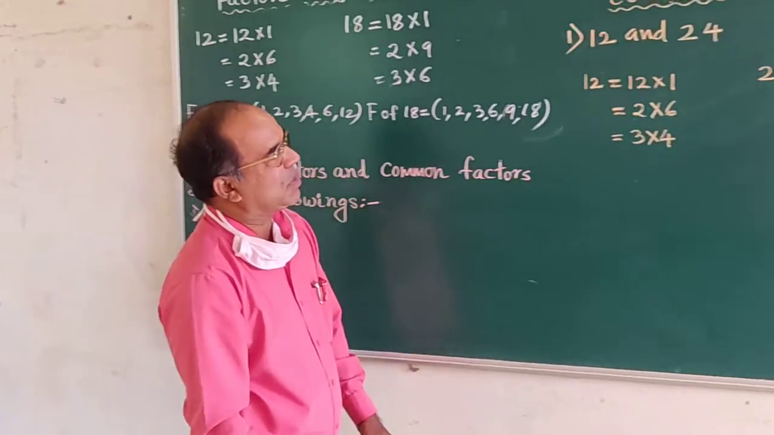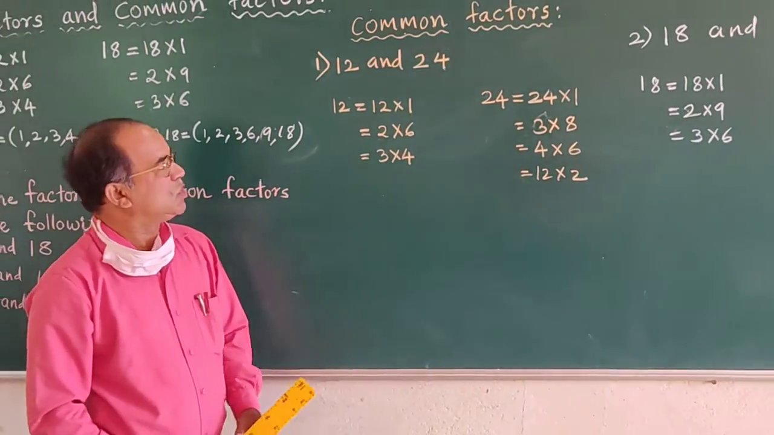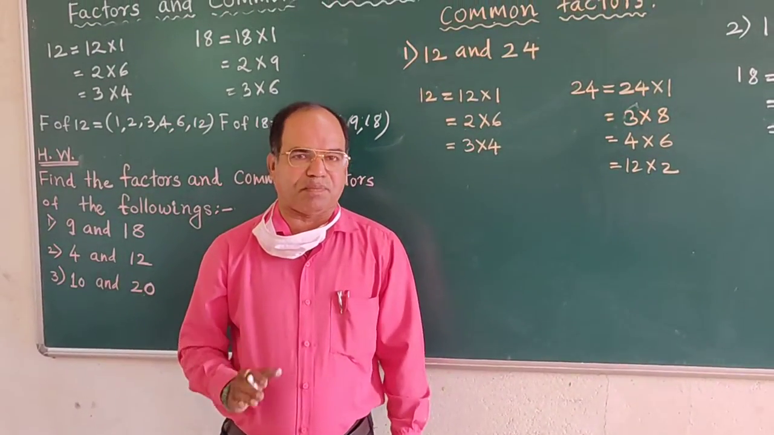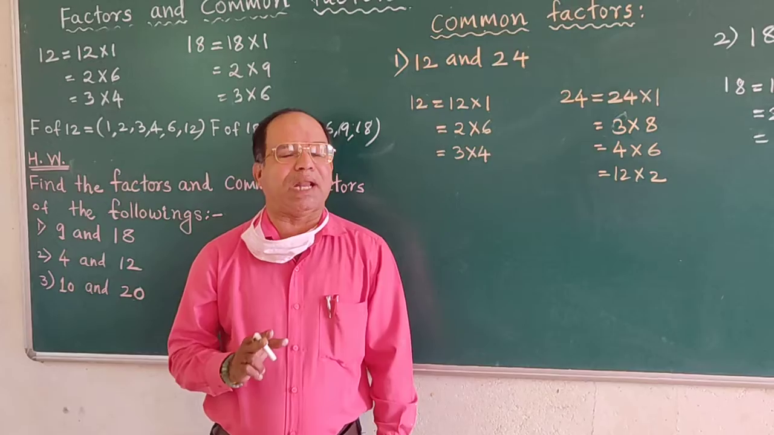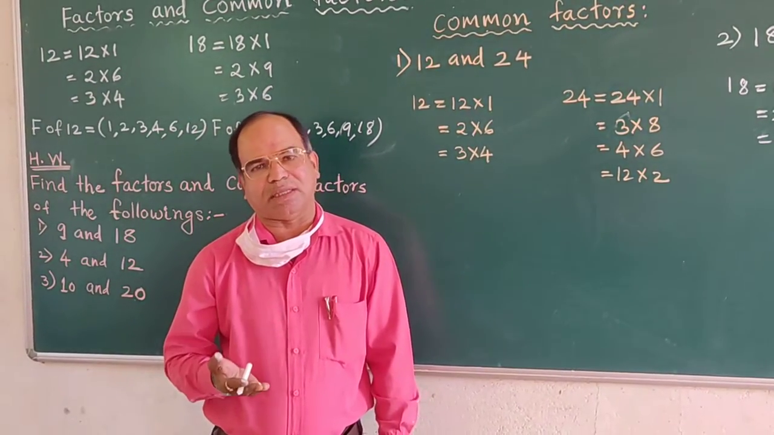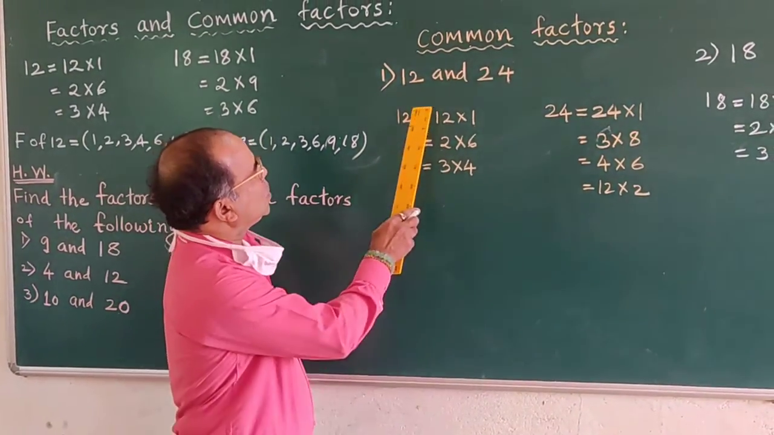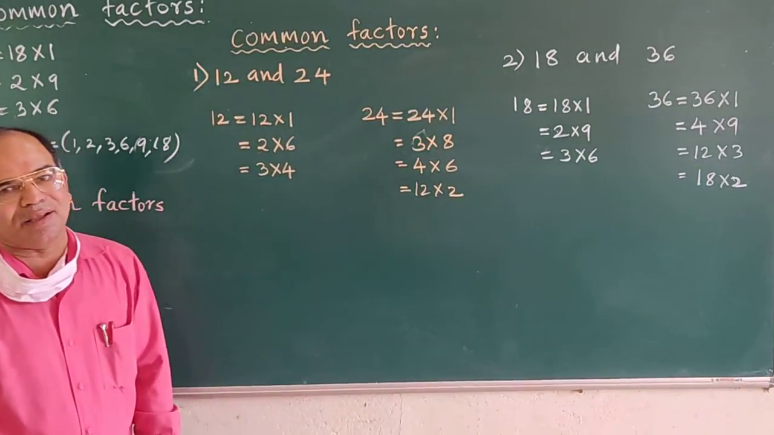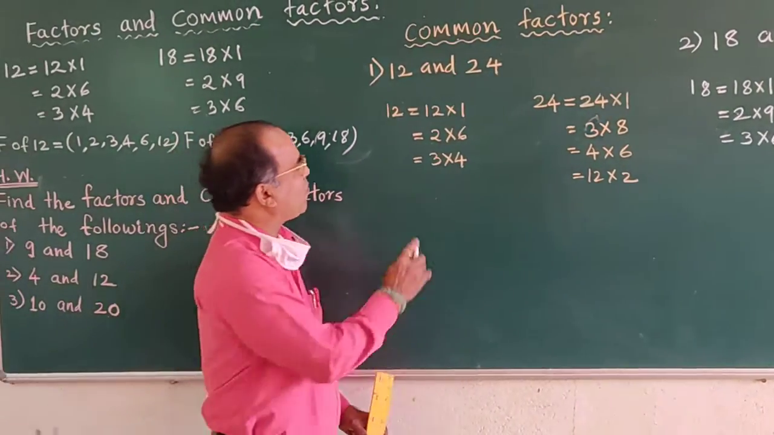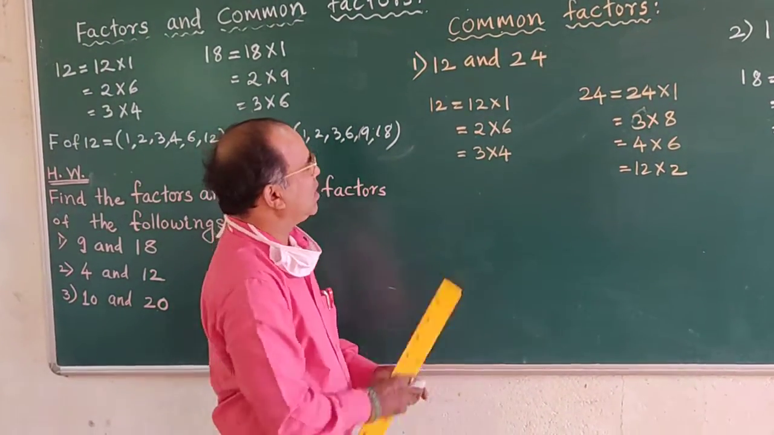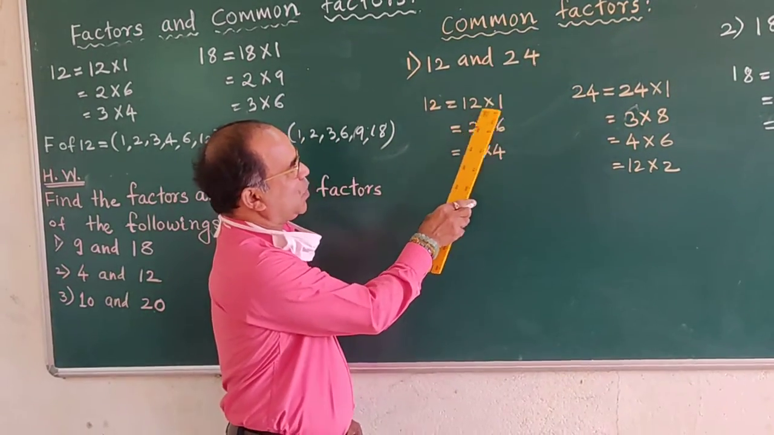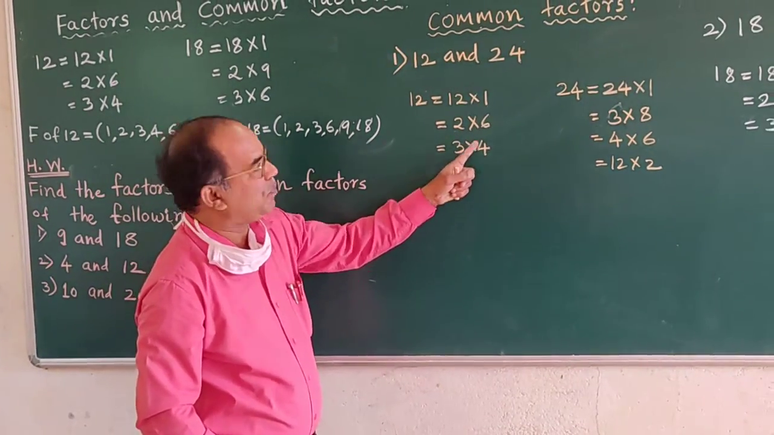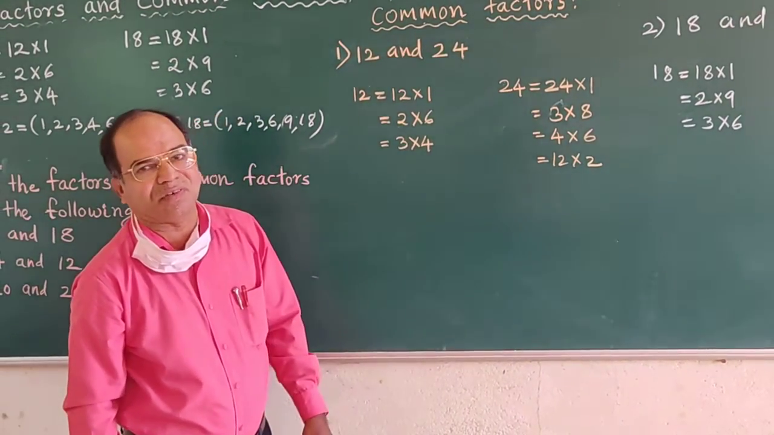Now let's discuss finding the common factor. In finding common factors, one thing you have to keep in mind: there should be a pair of numbers, two numbers, or you can also take three numbers. Here I have taken two pairs: 12 and 24 is one pair, and 18 and 36 is another pair. So what you have to do? You have to first find the factors of that number. So for 12 I have found the factors, that is 1 into 12, 2 into 6, 3 into 4. So all these are the factors of 12. Then here also I have found the factors of 24.